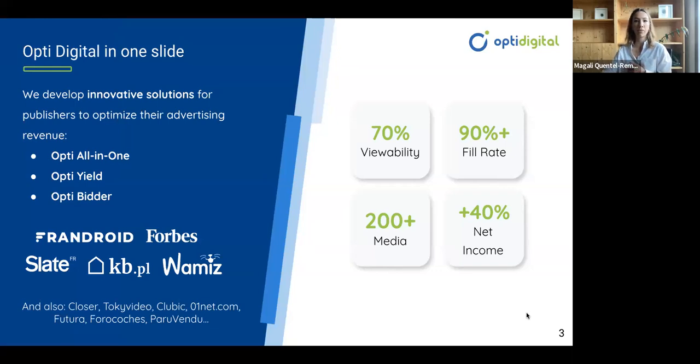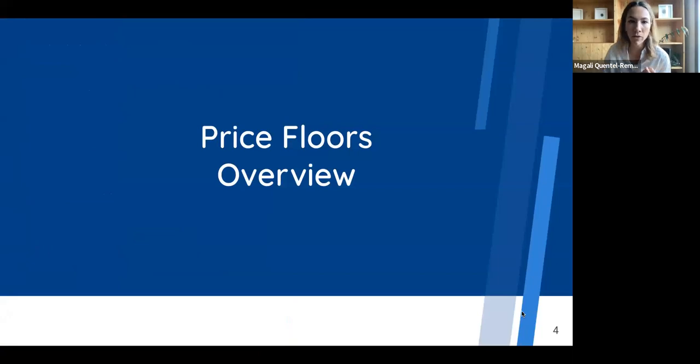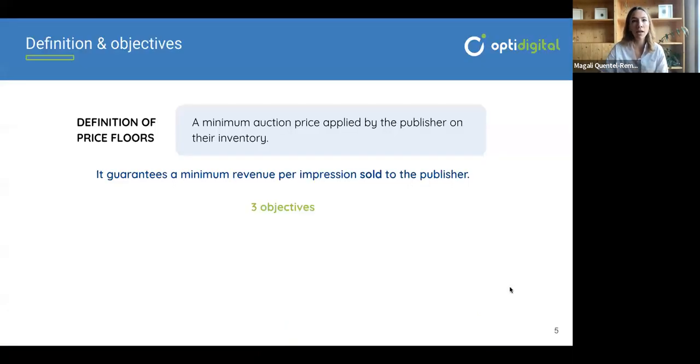And now we are going to go deeper into one of the features that we use to really leverage the revenue for publishers. So let's have an overview on price floors. A price floor is a minimum auction price applied by the publisher on their inventory. This is, let's say, the broadest definition. We may also have a price floor set in each SSP we work with. Its goal is to prevent you from selling your inventory under a given price per impression sold.